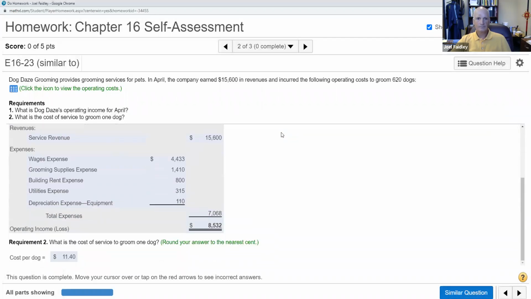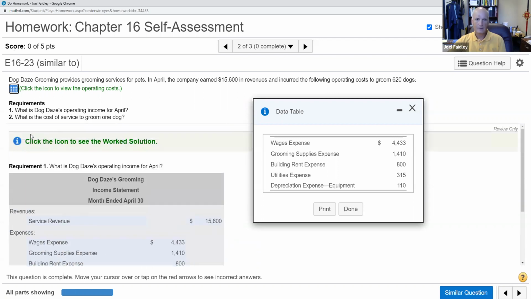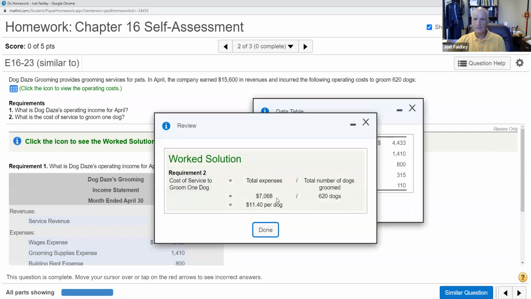Number two. We're just calculating the service revenue minus the expenses. Much simpler than what you see with manufacturing. Income or loss. What is my cost per dog service to groom one dog? It looks like that should be $7,068. Let's click up here. $7,068 divided by 620 dogs, $11.40.